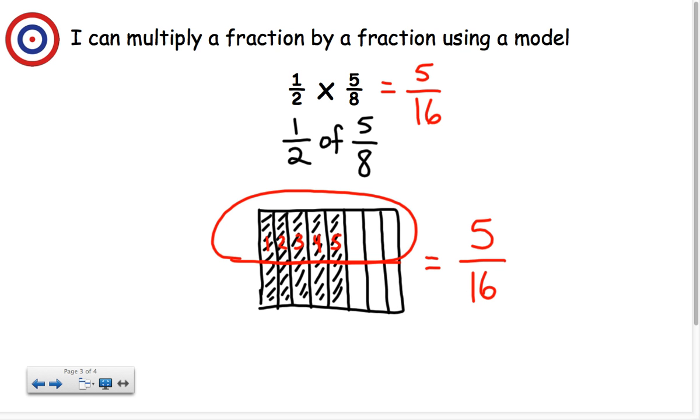All right, in this lesson you learned that we can multiply fractions by fractions using a model.